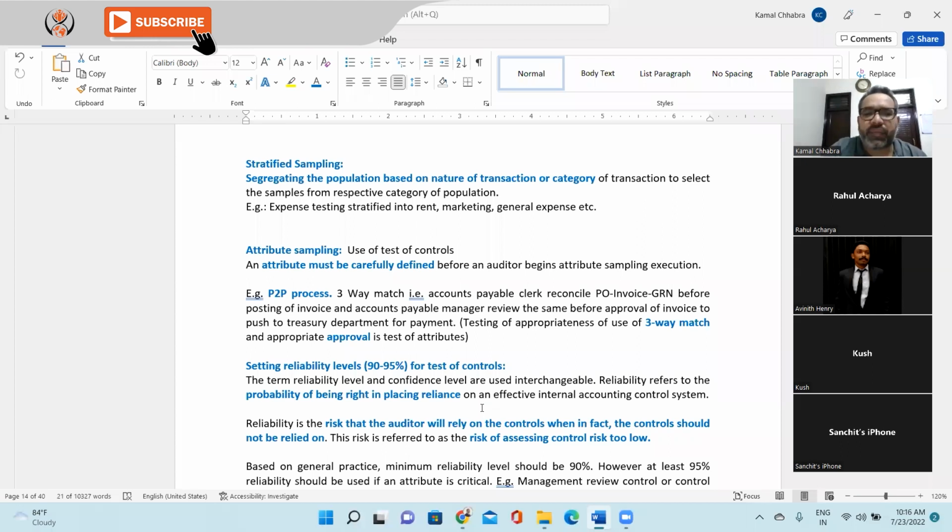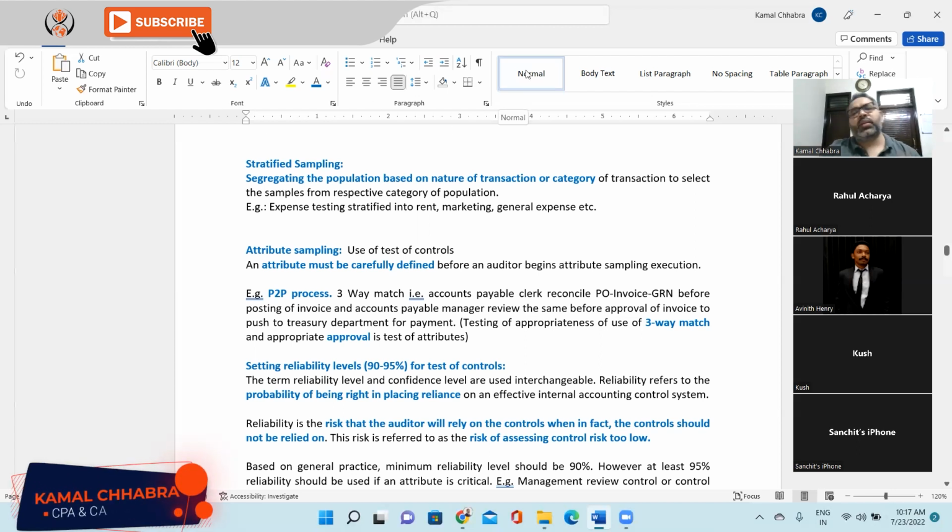So that is called the stratified sampling technique, in which you segregate the population based on the nature and category of transaction to select the sample from the respective category of population. So you club together all rental expenditure, or all internet and telephone expenditure, all marketing expenditure, all journal expenditure, and you can consider each as one population, because the expenditure is of similar nature.